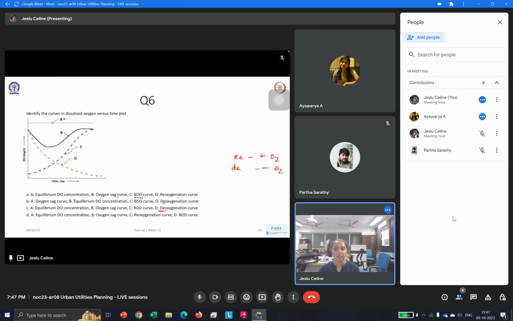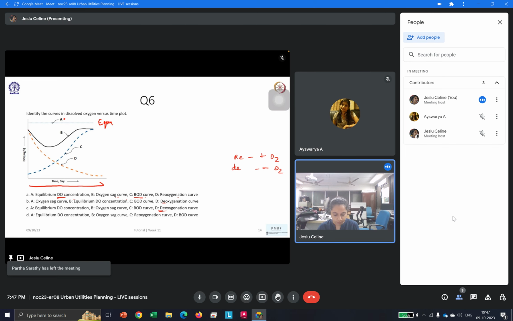Any guesses? Equilibrium, very good. A is the equilibrium dissolved oxygen concentration. Over the time of the day, how is the dissolved oxygen content varying? That is what we are seeing here. Because it's a straight line, that's the equilibrium level, it is not changing at all. Then what is B?